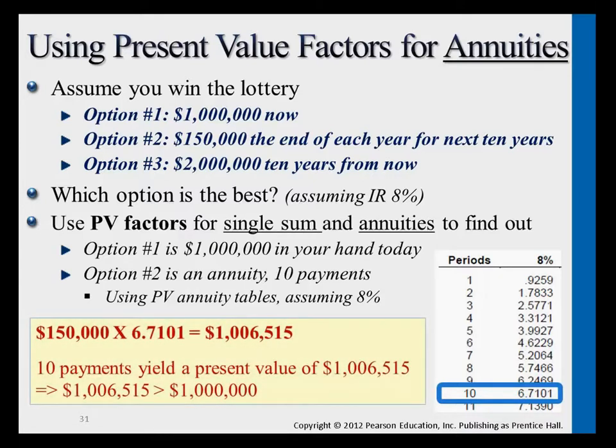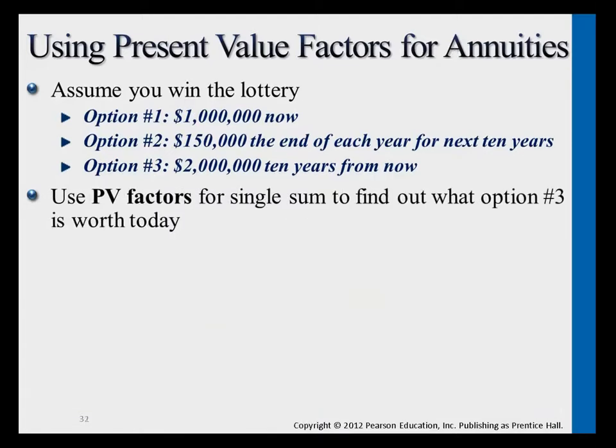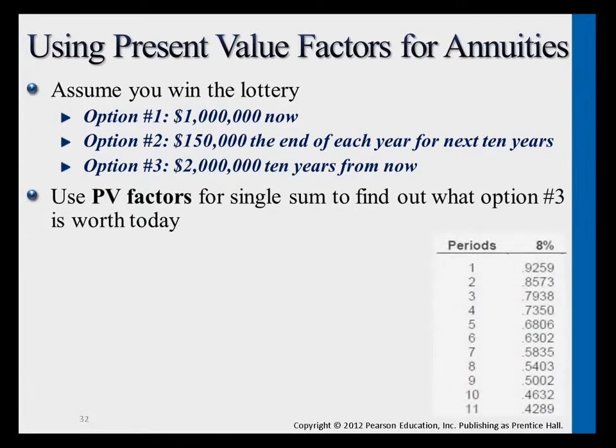Okay, so we figure out what our net present value is. It's 1,006,515. So here we have option 2 is better than option 1, right? Great. So let's look next.